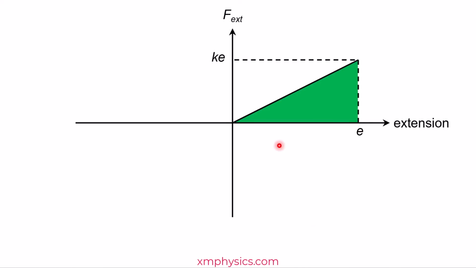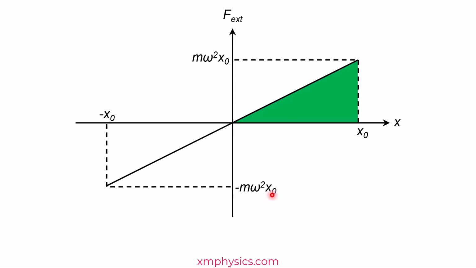We use the same trick to derive the formula for elastic potential energy, right? So to stretch a spring, you need an external force that varies according to the extension. So the work done by the external force, given by this triangular area, turns out to be half ke squared. So we are going to use the same trick again to derive the formula for the energy of a SHM.